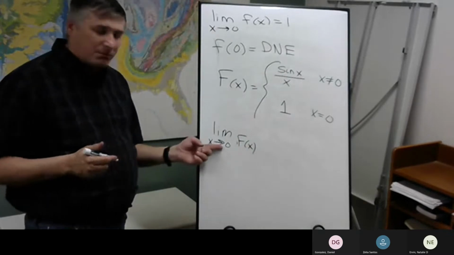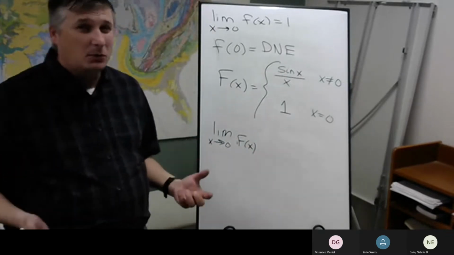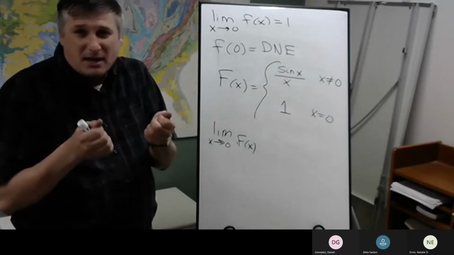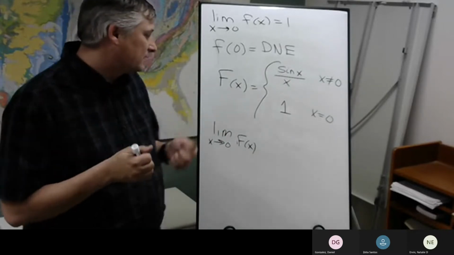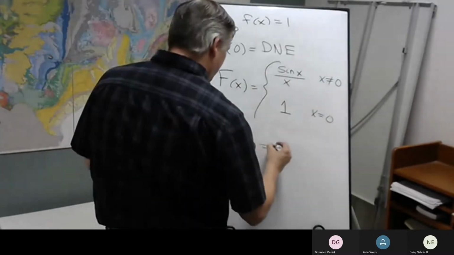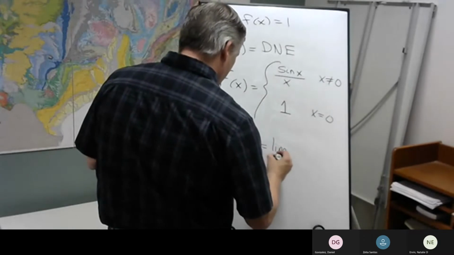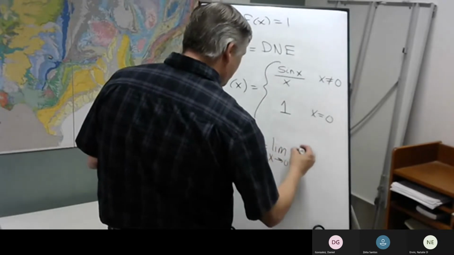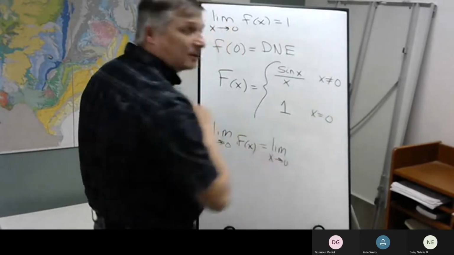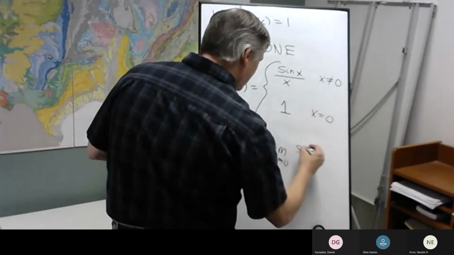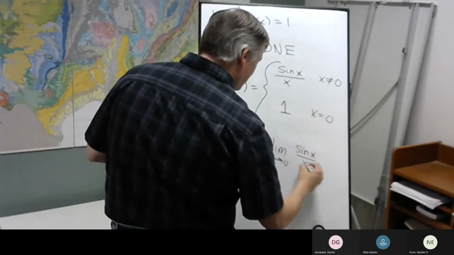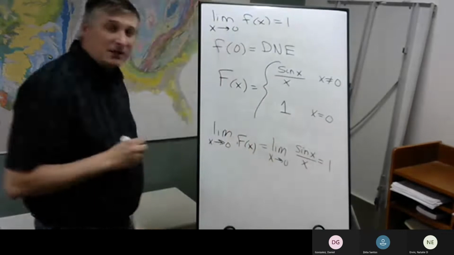Well, when x is approaching 0, it's not equal to 0. It's just x at points very close to 0. So this will be the limit as x approaches 0, not equal to 0, of sine x over x, and that's equal to 1.